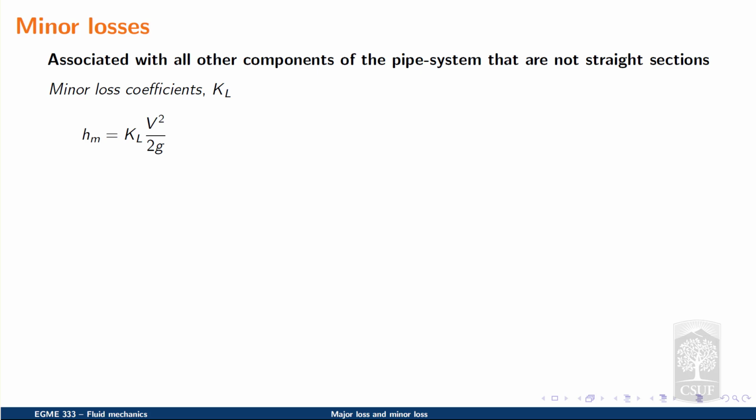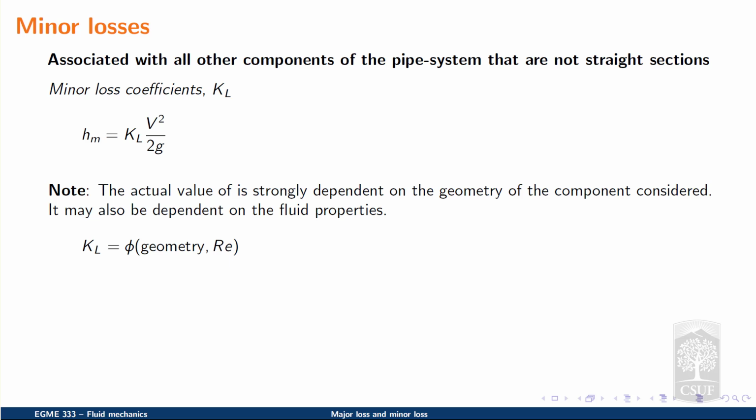Typically, to compute or estimate the minor loss of a pipe component, we have to know the value of the minor loss coefficient, capital K sub L, where the minor loss can be computed as H sub M is equal to the minor loss coefficient, capital K sub L, times the mean velocity squared, V squared, divided by 2g. Note that the value of the minor loss coefficient K sub L is strongly dependent on the geometry of the component considered, and may also depend on fluid properties.